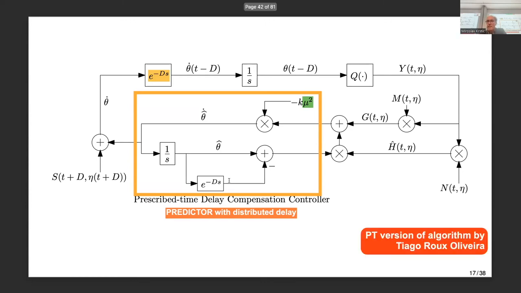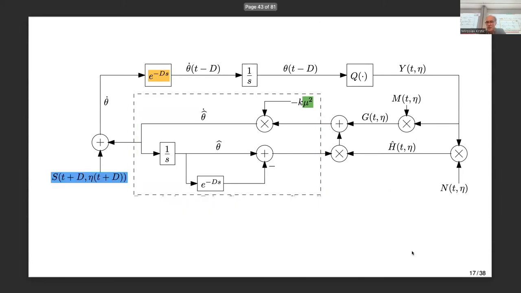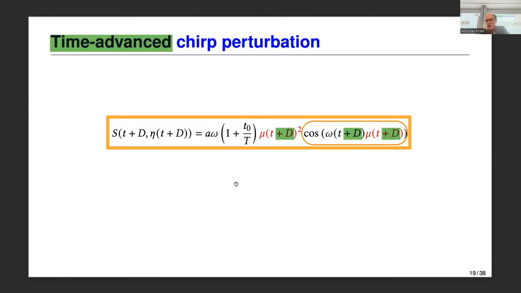All right. So what I'm showing you, without the increasing mu, is the algorithm of Thiago Oliveira from several years ago when he was staying at UCSD. One has to also account for the presence of the delay by modifying the perturbation signal. This perturbation signal is what I show here in blue.